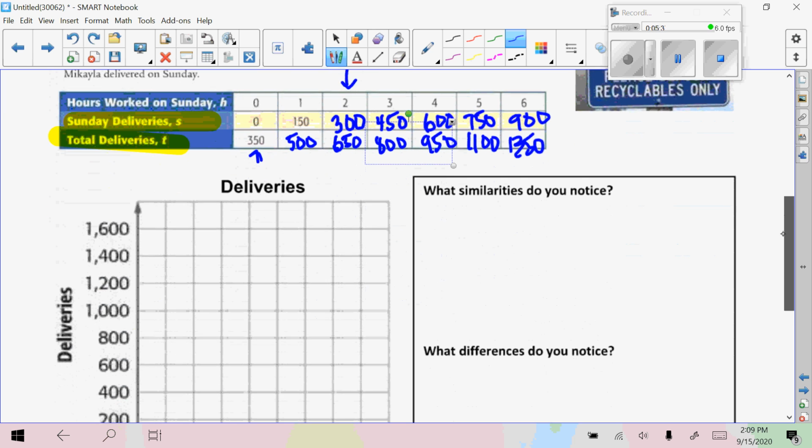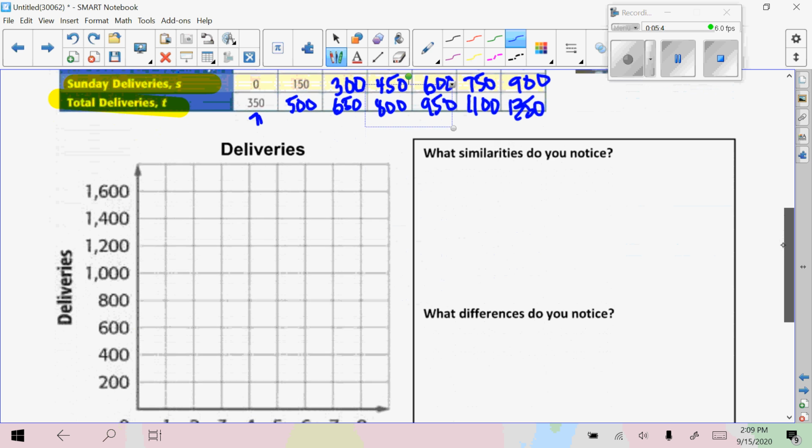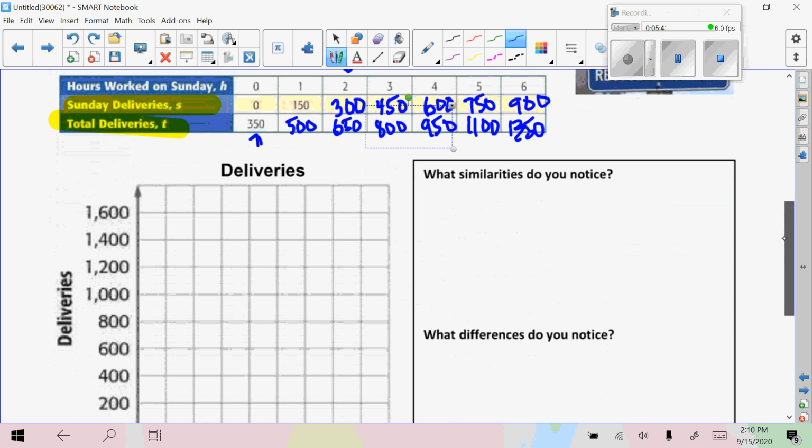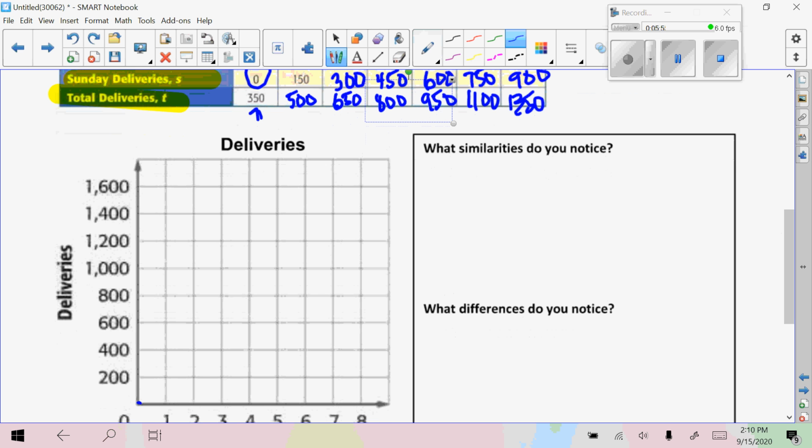Now I'll get you started on making your graph. We have a graph all set up here, but basically we're going to make 2 lines, so you might want to pick 2 different colors. Let's start with the Sunday delivery line. That starts at this point right here at 0, 0. So we'll do that in blue, 0, 0.